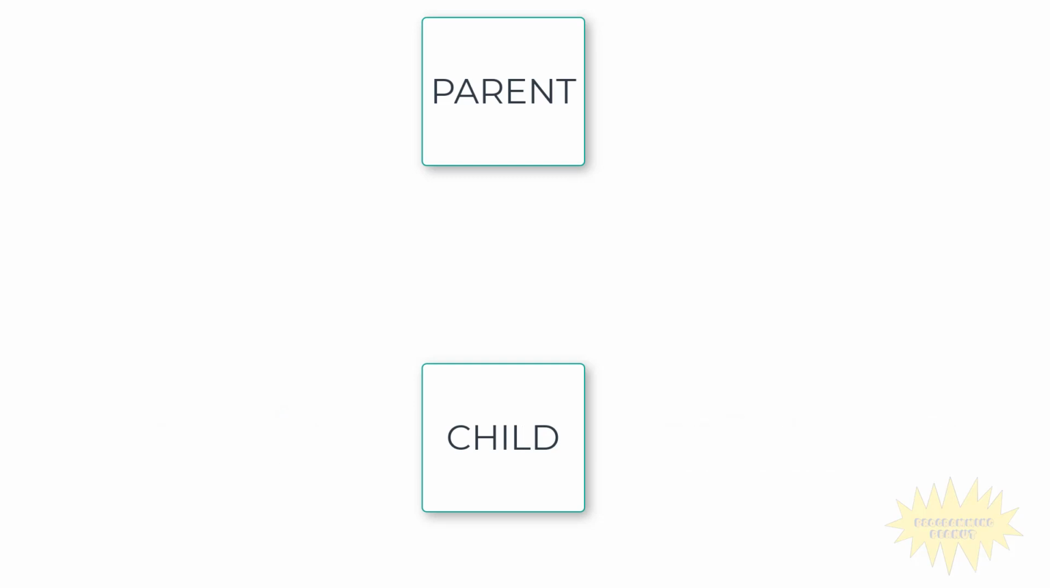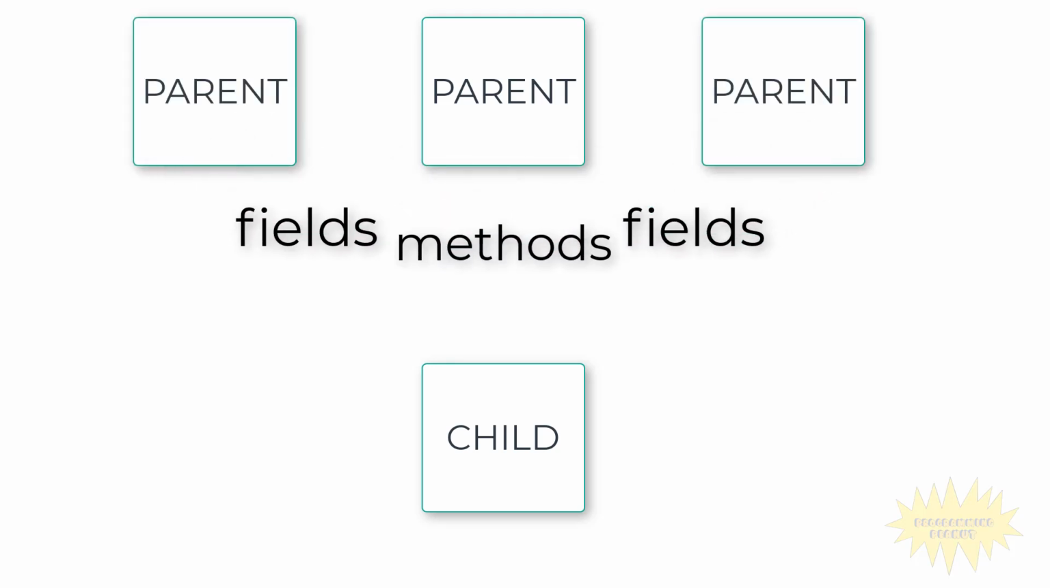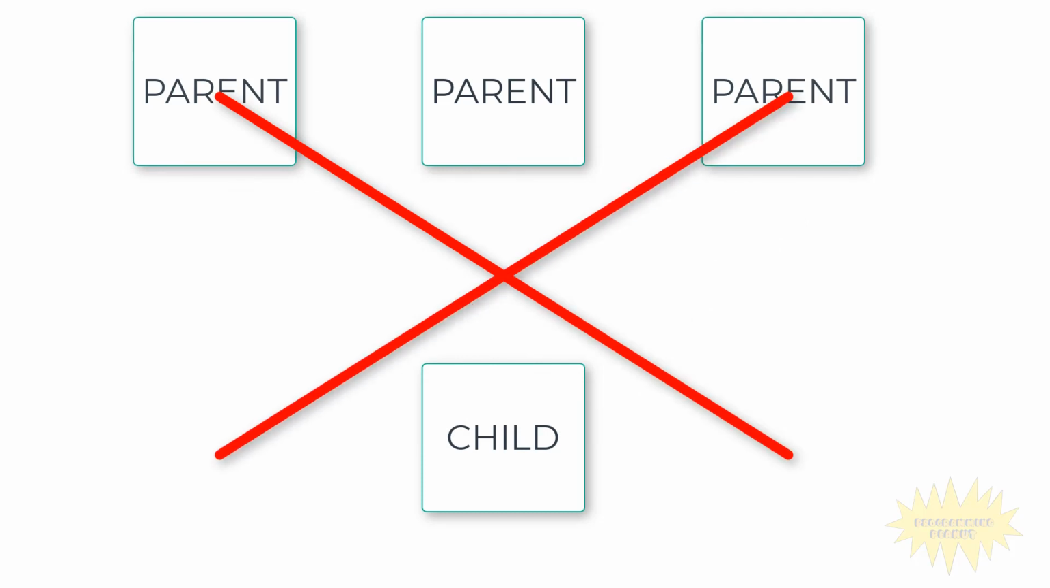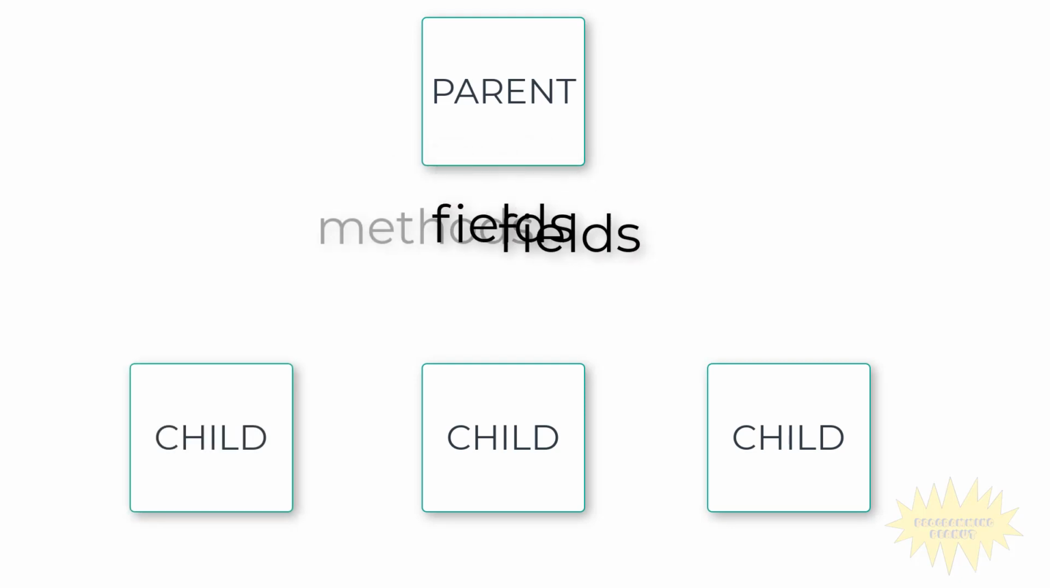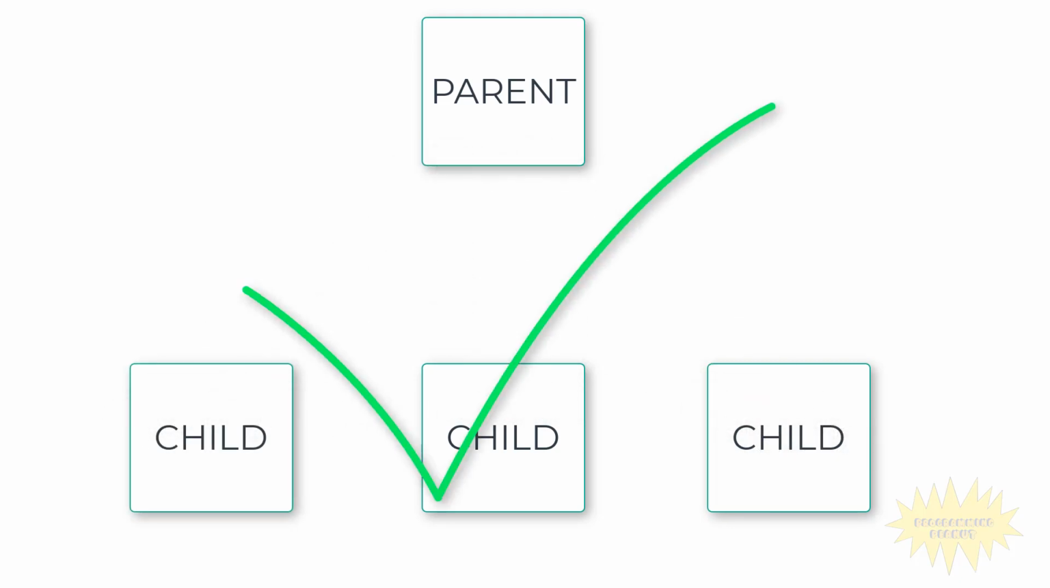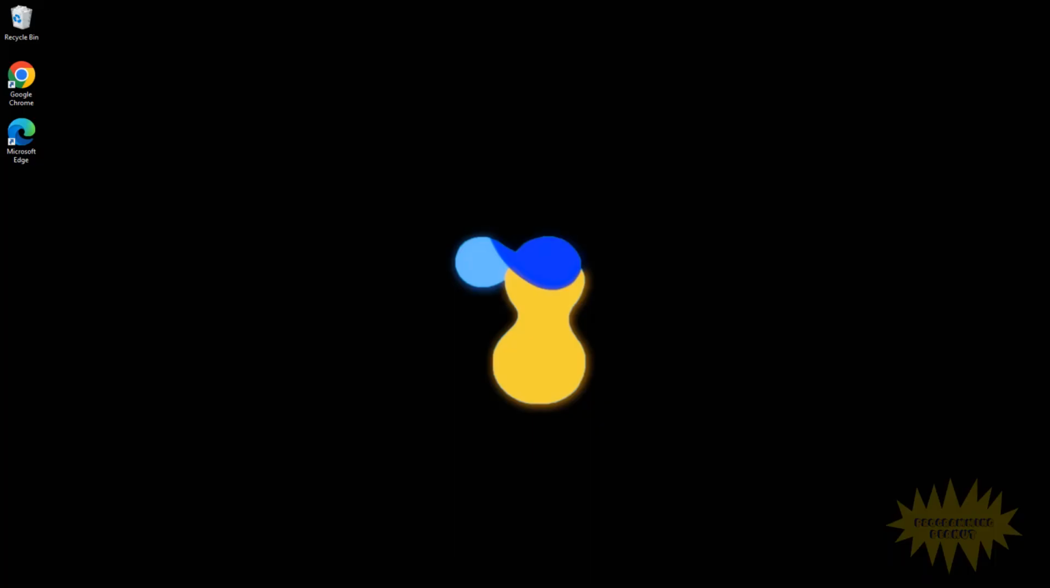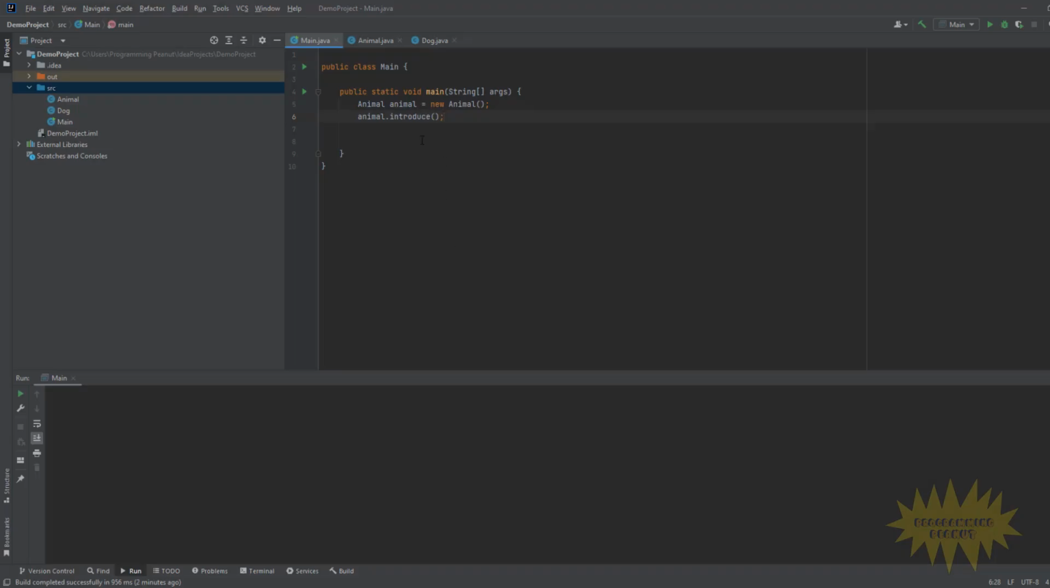Now, one thing I want to highlight is that a child class cannot inherit properties from multiple parent classes. However, a parent class can pass down properties to multiple child classes. So let's go ahead and see what all of this looks like in code.